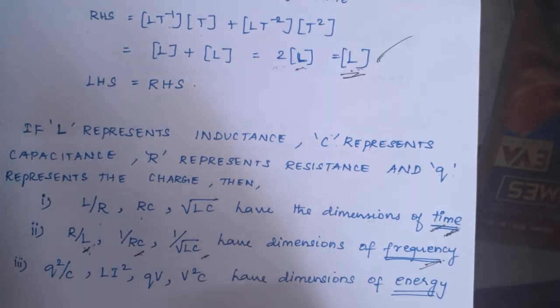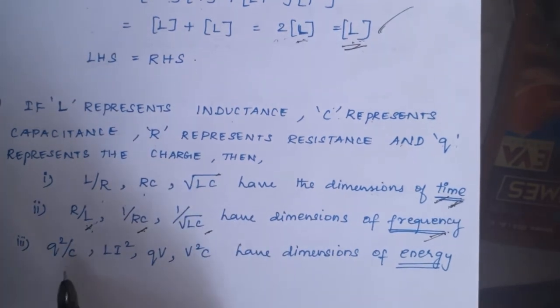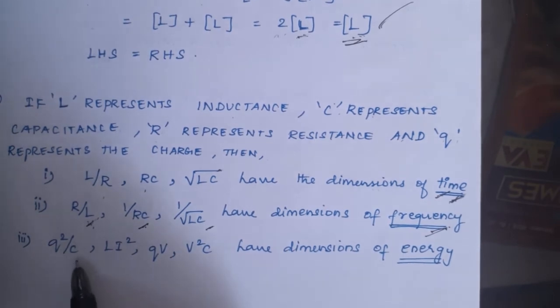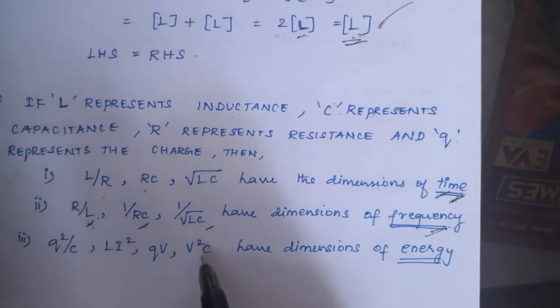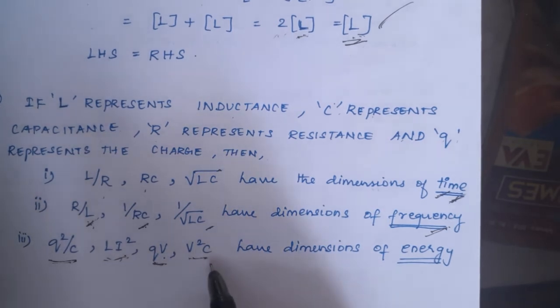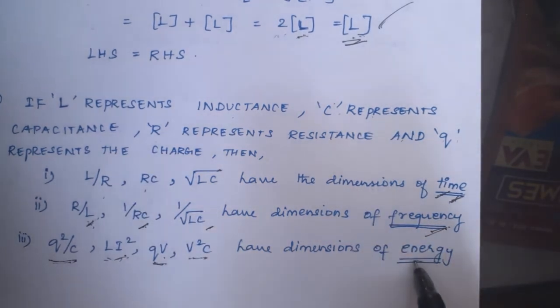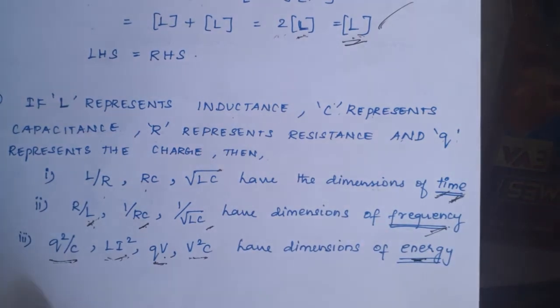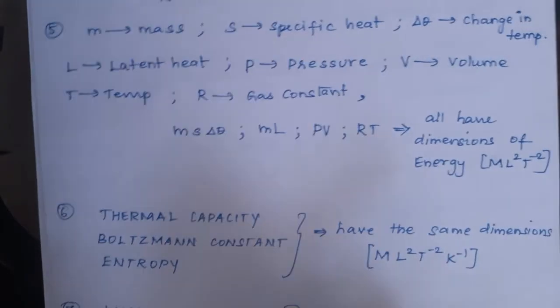So R by L, 1 by RC and 1 by root LC have the dimension of frequency, which is T power minus 1. And again, Q square by C, L into I square, Q into V, V square C all refer to energy. So whether it's Q square by C, L into I square, Q into V or V square C, all have the dimension of energy. Make a note of it.